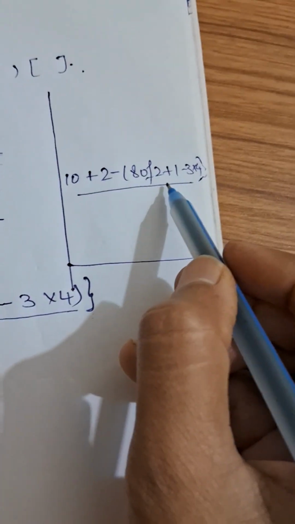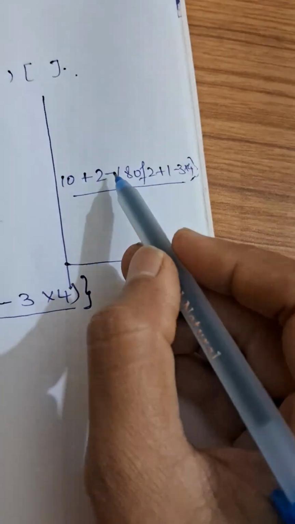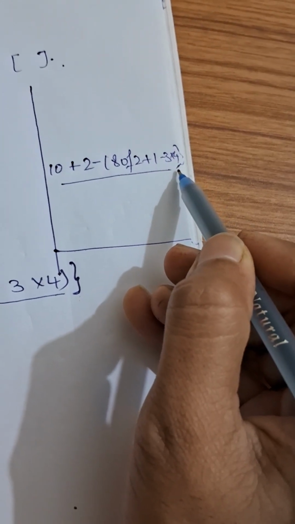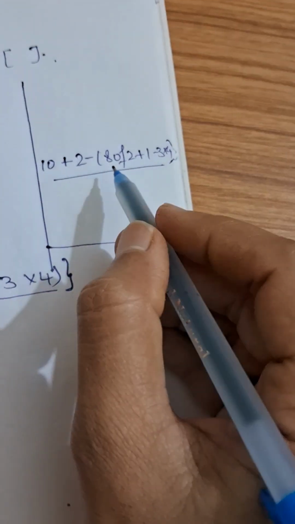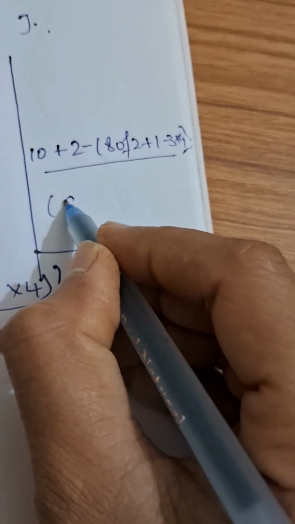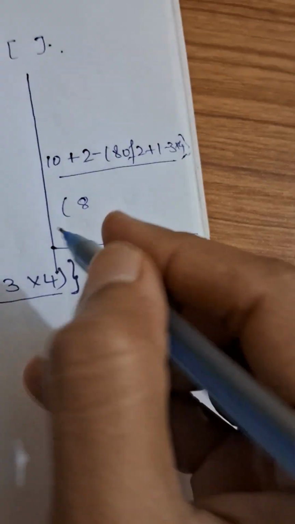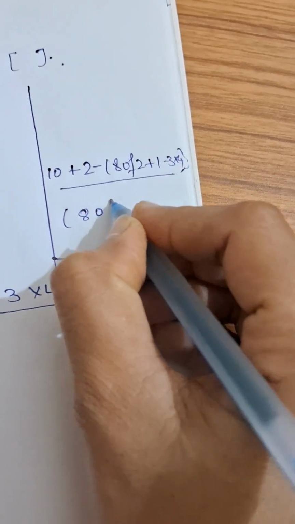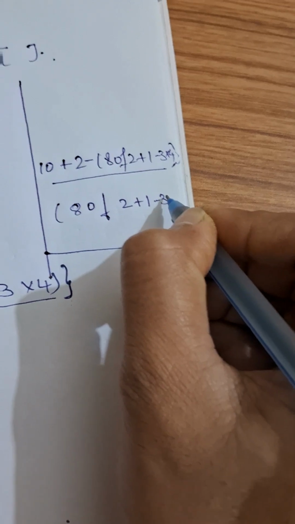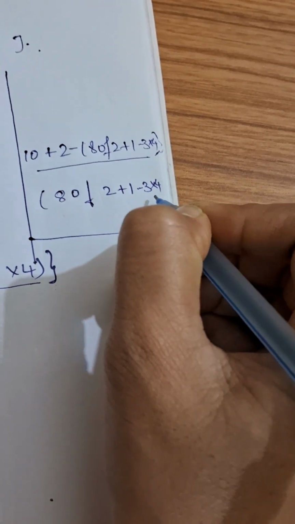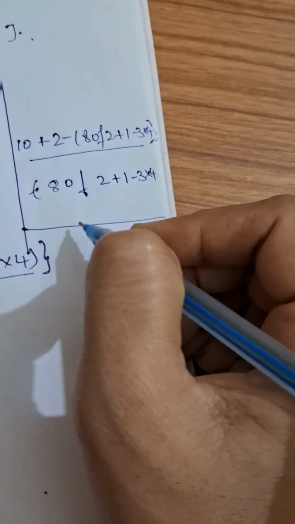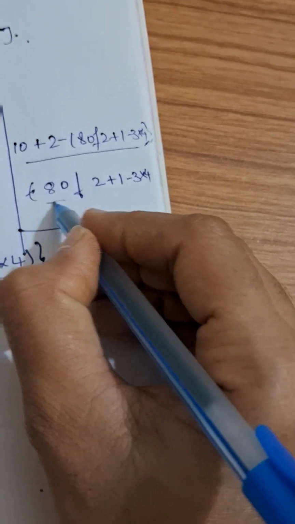So again in this term you observe, parenthesis is one type of bracket which is present. So first in this also you have to solve the parenthesis bracket term, which is 8 of 2 plus 1 minus 3 into 4. This is the term which is present inside the parenthesis bracket. Now first you have to solve this term.